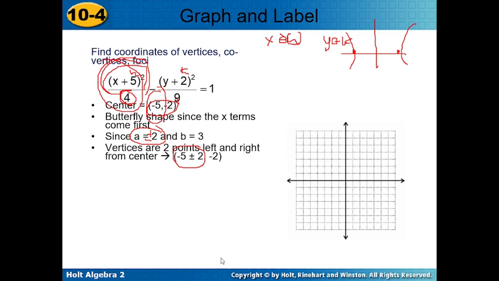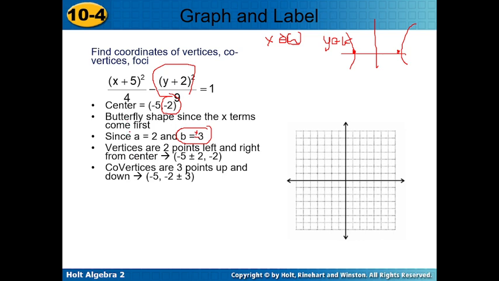For your co-vertices, of course, you're going to add and subtract. You're going to add and subtract the value of your co-vertices, which is b, in y, because your b squared is at y. So therefore, coming from your center, -5 and -2, you're going to add and subtract at your y the value of 3, the value of b.